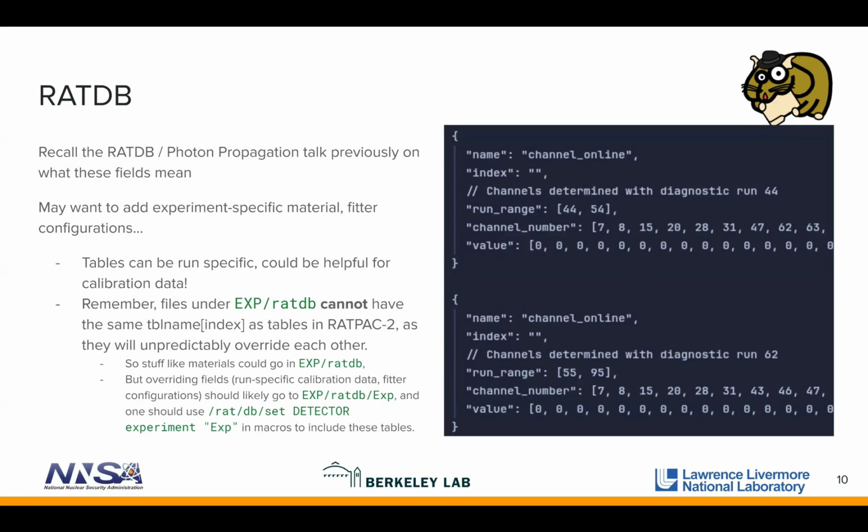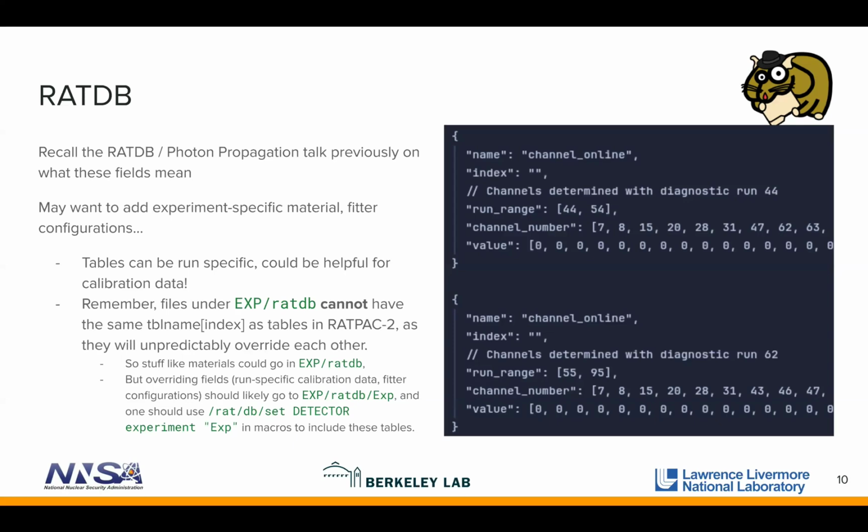Another thing I would like to remind people is that even though it's in a private experiment, the RATDB folder inside your private experiment is effectively considered the same folder as ratpac-two's RATDB directory itself. That means that if you have two overlapping table names and indices, it's indeterminate which one will actually be loaded and considered true in RAT. So it's effectively undefined behavior if you have overlapping table entries between ratpac-two and your private experiment.